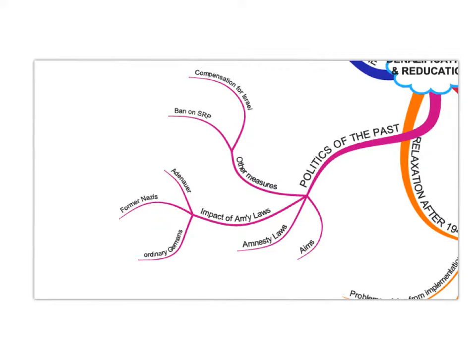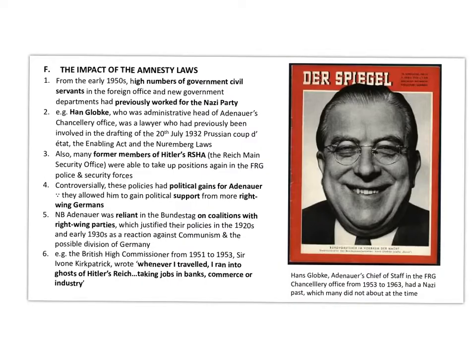So let's look at the impact of the amnesty laws and other measures that were passed. So the impact. As a result of those laws, high numbers of government civil servants took positions in top levels of the West German government, in the Foreign Office and in new government departments. And these people had previously worked for the Nazi Party.